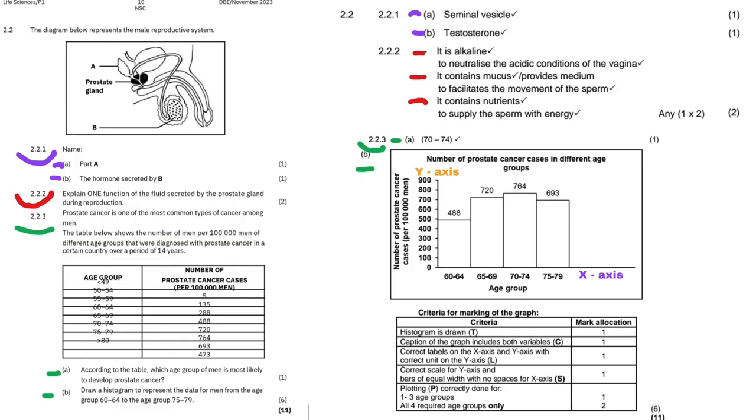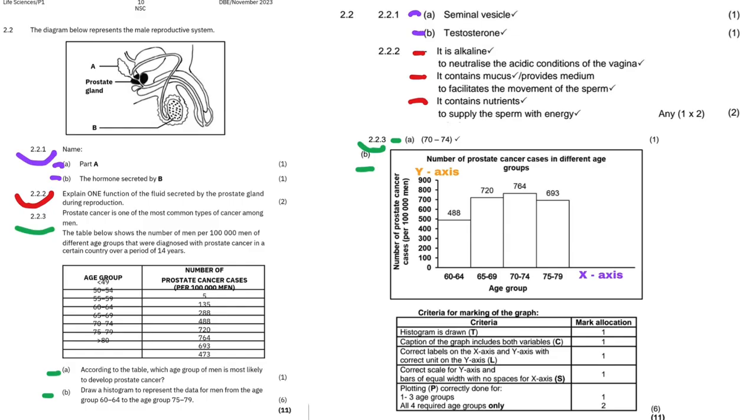Question 2.2. The diagram below represents the male reproductive system. 2.2.1. Name part A, the seminal vesicle, and name the hormone secreted by B, testosterone. Question 2.2.2. Explain one function of the fluid secreted by the prostate gland during reproduction.